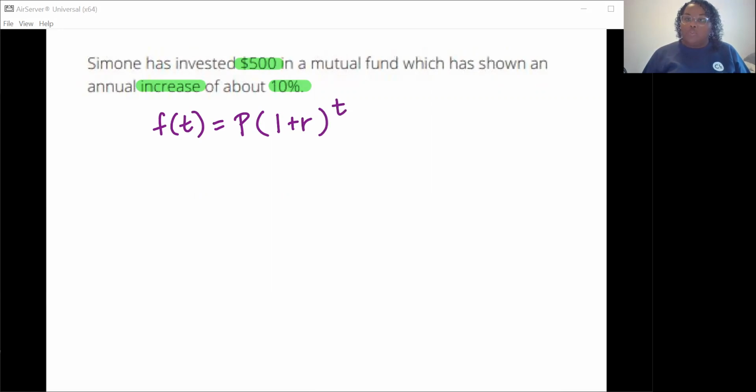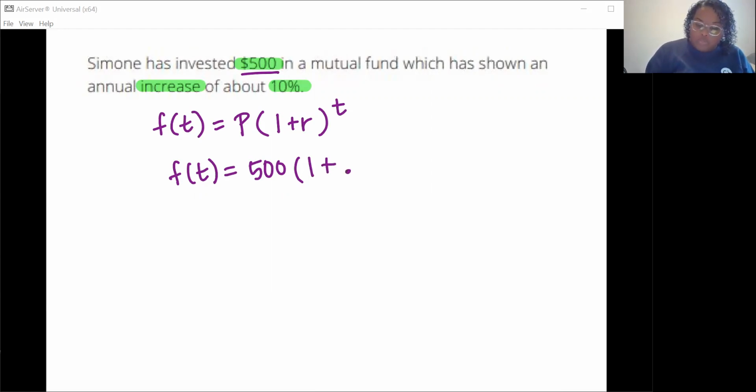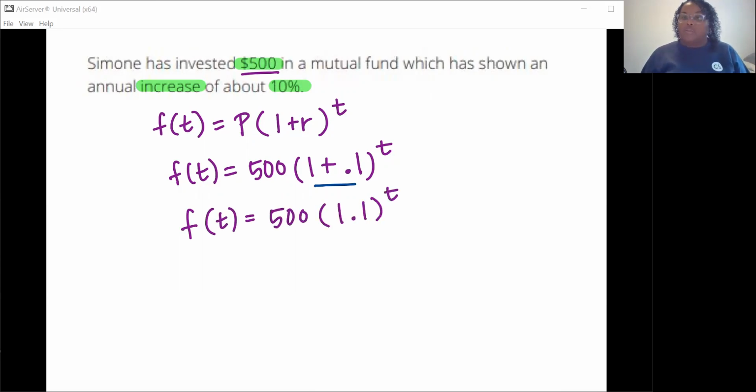So substituting in the information that I've been given here, f of t equals my principal starting amount, which is $500. So 500 times the quantity of 1 plus r, that's my rate as a decimal. So that would be 1/10, to the power of t. I can add here inside of my parentheses 1 plus 1/10. So my final function here would be f of t equals 500 times 1 1/10 to the power of t.